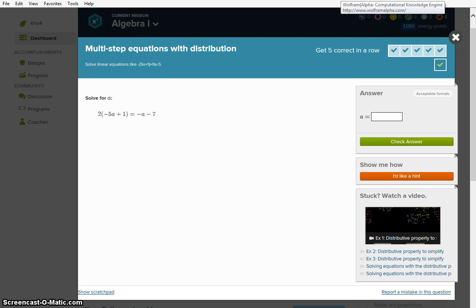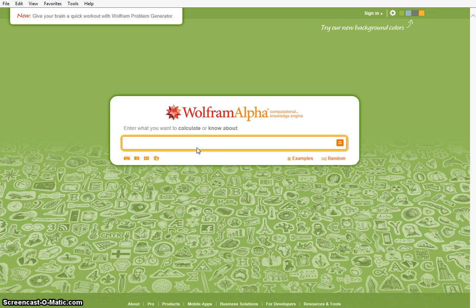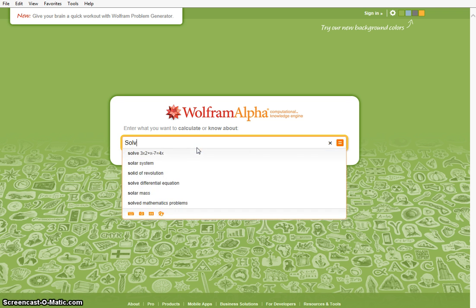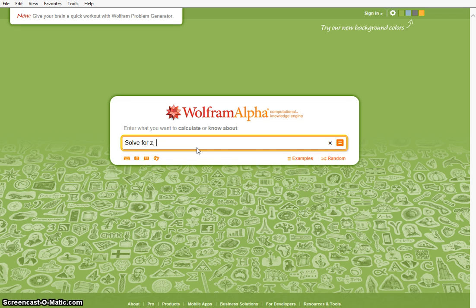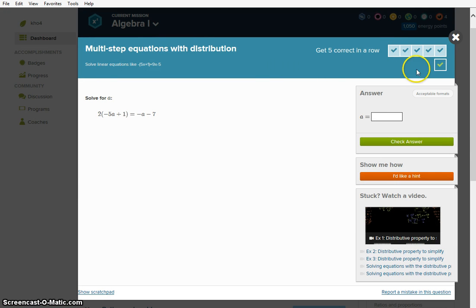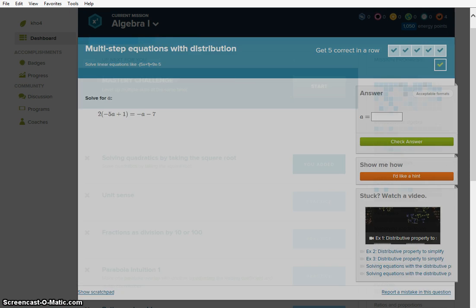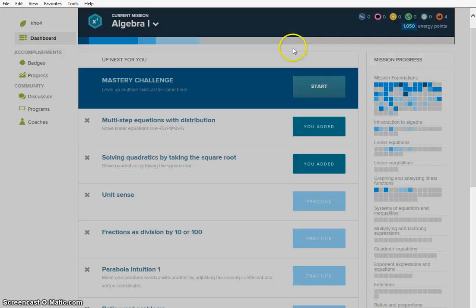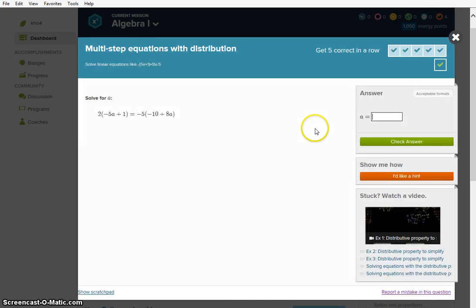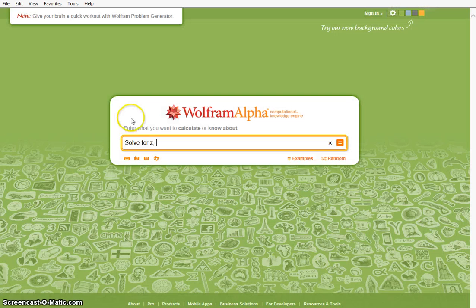And I can also check the answer on Wolfram Alpha. I can say solve for z when, what was the problem? Could I go back? No. So let's do this one then. I'm going to go back to Wolfram Alpha and solve for a.